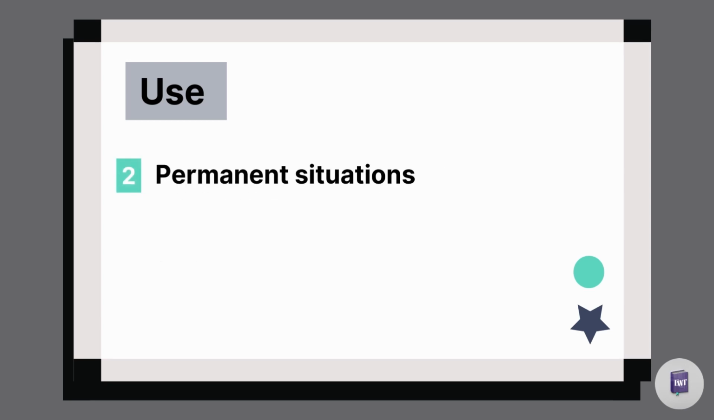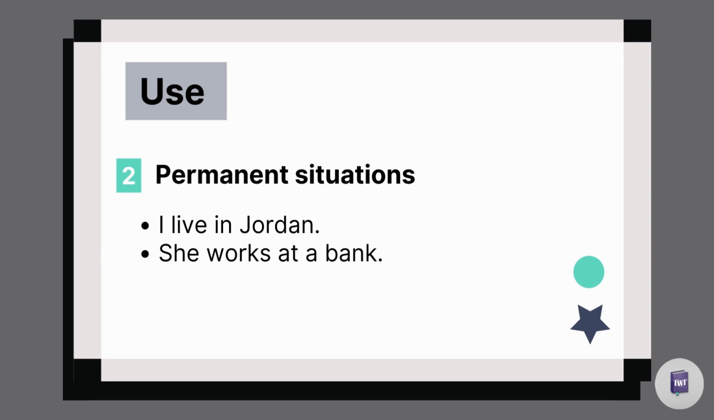Number 2. Permanent situations. We use the present simple to talk about things that are permanent and true. For example, I live in Jordan, a place where I live not for a short time but for a long time. So it's permanent and true for me. Another example: She works at a bank. It means that's her permanent job where she works most of the time.